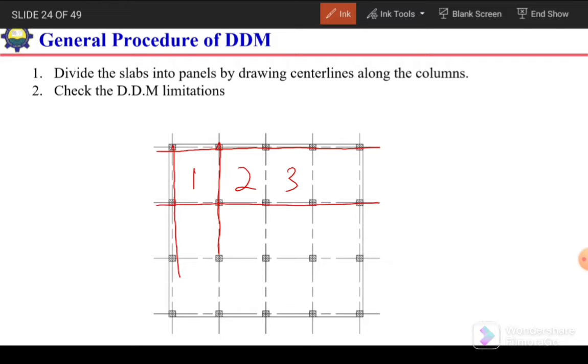The second step is to check the limitations of the direct design method. Just like we did in the previous video, we will check the limitations. If all the limitations of the direct design method are satisfied, then we can use this direct design method for the design of the given slab system.